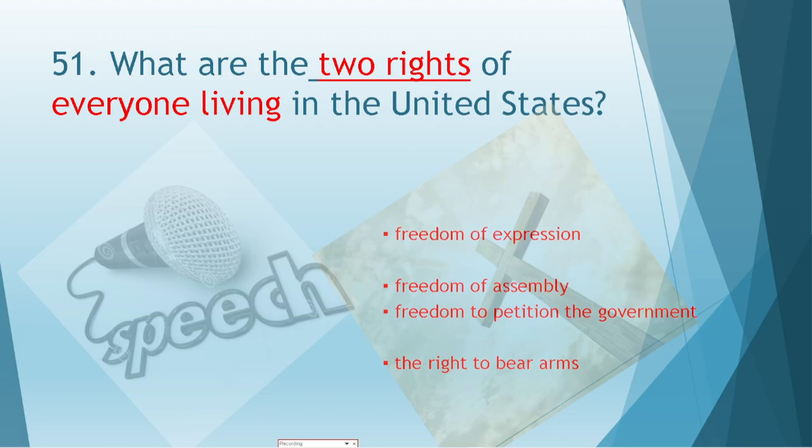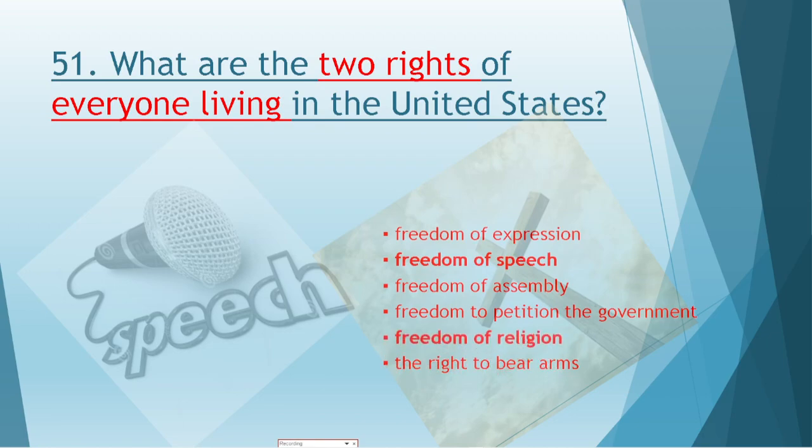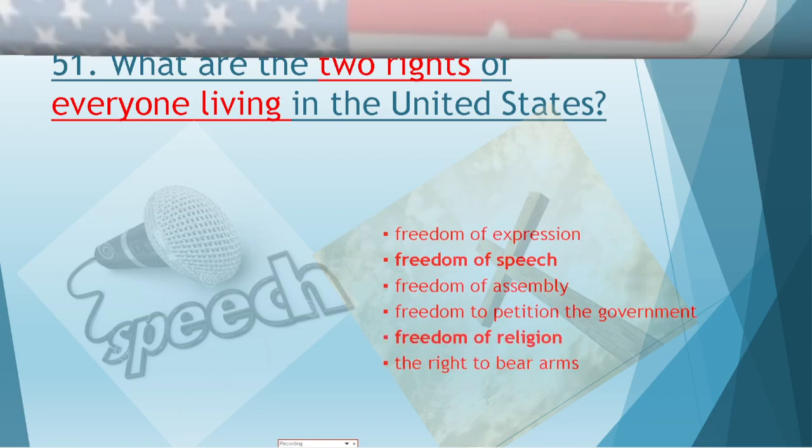What are two rights of everyone living in the United States? There is freedom of expression, freedom of assembly, freedom of petition, the right to bear arms, but you only have to give two rights of everyone living in the United States. Freedom of speech, freedom of religion.